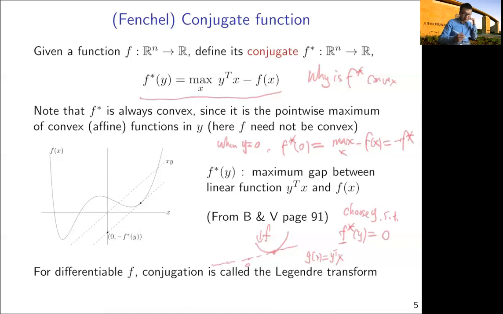So more generally, this conjugate function defines a maximum gap between the linear function g(x) equals y transpose x that passes through the origin, and if you just move it a little bit lower until you hit the point where this one becomes a supporting hyperplane, that would be the corresponding value of the conjugate function. So the difference between these two is going to be minus f star of y.